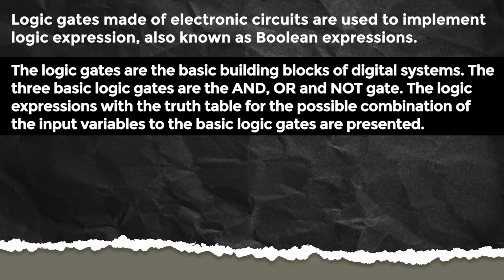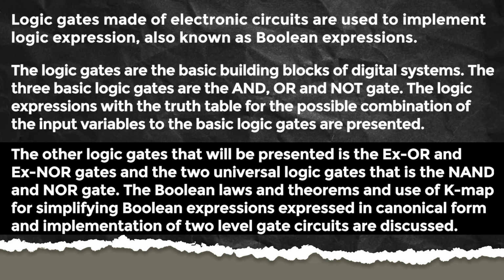The logic expressions with the truth table for the different combinations of the two input variables to the basic logic gates are also presented in week 2. The other logic gates that we will study are the exclusive OR and exclusive NOR gates, and the two universal logic gates which are known as the NAND and NOR gate. Thereafter, we will discuss the Boolean laws and theorems, and the use of K-map for simplifying Boolean expressions in standard, or as we call it, the canonical form, and the implementation of these Boolean expressions using two-level gate circuits.